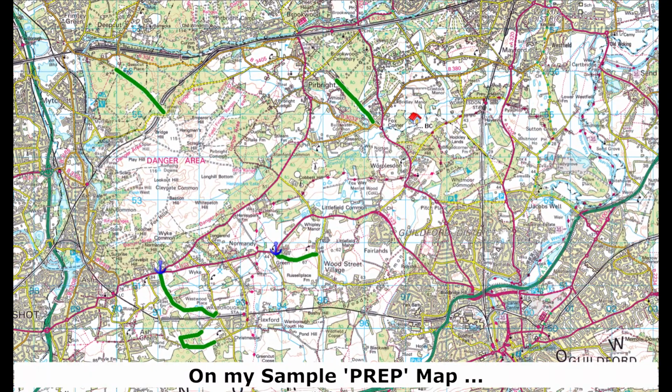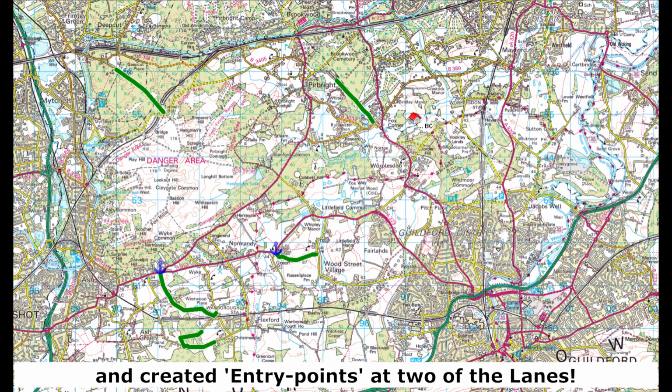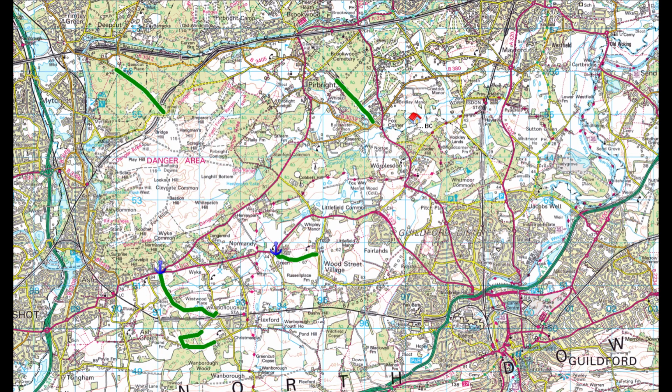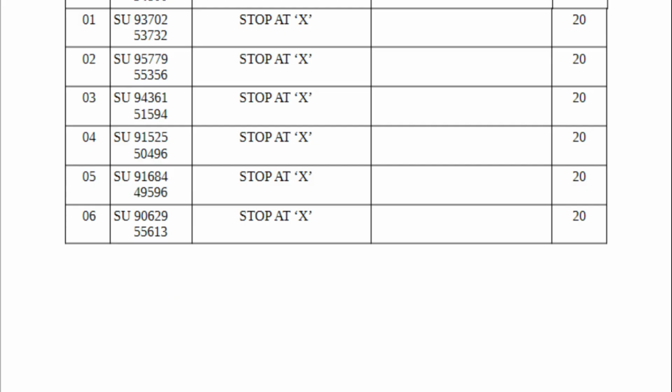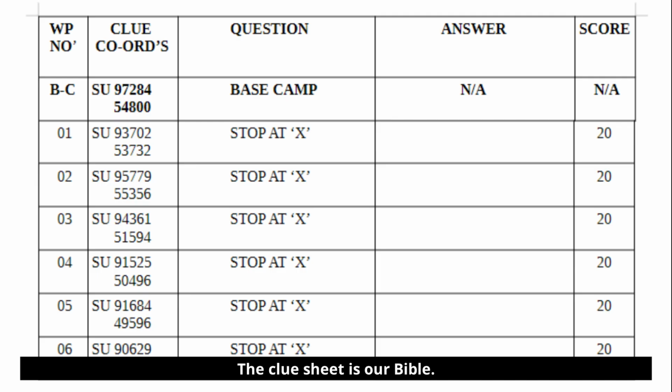On my sample prep map, I've highlighted the byways open to all traffic and created entry points at 2 of the lanes. I've created 6 waypoint clues for us to look at, and here they are. The clue sheet is our Bible.